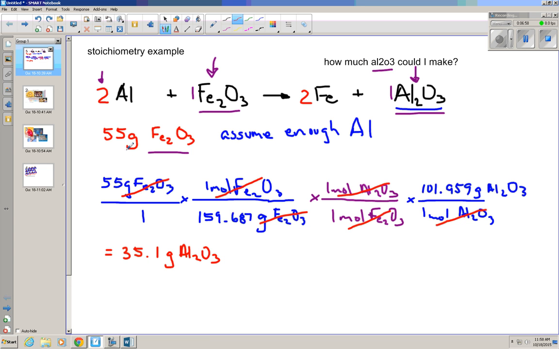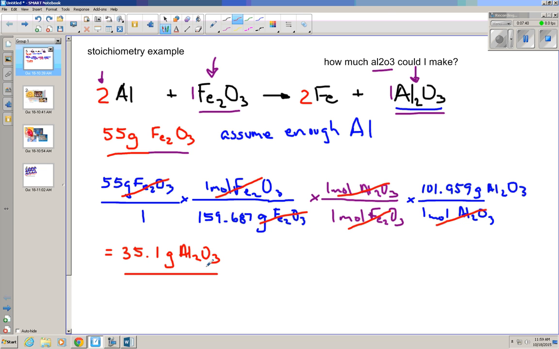I could theoretically make, now granted, this is assuming I had enough aluminum. I'm saying I have more than enough aluminum right now. So I'm going to take all of my iron oxide and plug it in here. I'm going to have so much aluminum, I'm going to have extra aluminum left over. But the point is, when I do this reaction, I'll have extra aluminum left over and no iron oxide left over. All the iron oxide is going to be used up in the course of the chemical reaction to produce iron and aluminum oxide. Now, if I start with 55 grams of iron oxide, I can make 35.1 grams of aluminum oxide and no more. I can't make any more.